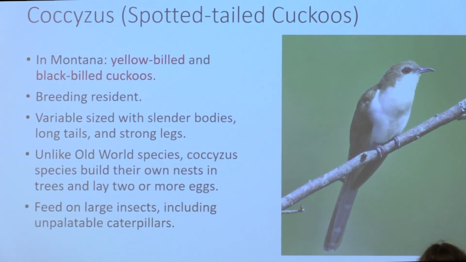Excellent. Okay, so these are the spotted-tailed cuckoos. We have two species here in Montana. We have the yellow-billed and the black-billed cuckoo. This is a breeding resident, and it's a pretty variable size. It tends to have slender bodies, long tails, and strong legs. Unlike the Old World species, this group of cuckoos tends to not be brood parasites, so they will raise their own young in their own nests. Their little niche tends to be large insects, especially unpalatable caterpillars. So they'll eat the caterpillars that other birds don't want to eat.